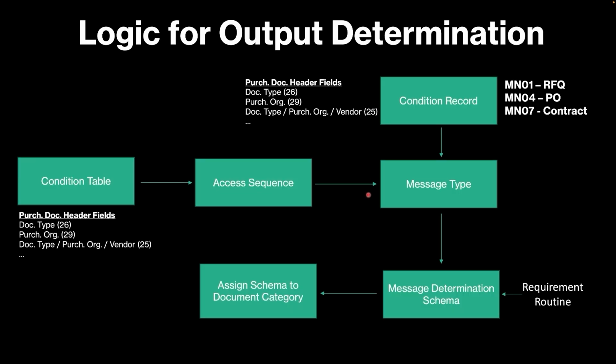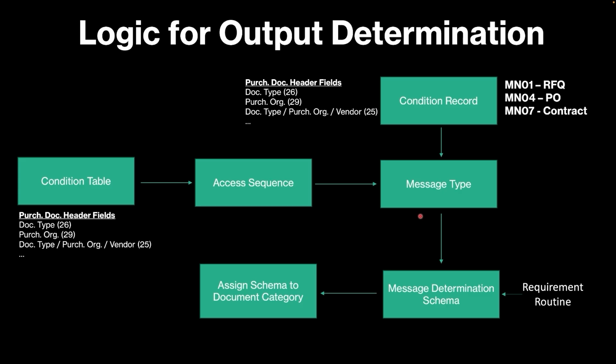Okay, so now let's see how the system does this output determination. As we have seen, at the center of everything is the message type. This is basically the message which will be transmitted to the vendor. So to determine this message type, you must have a logic in the system so that the appropriate message type is determined automatically when you create a purchasing document.